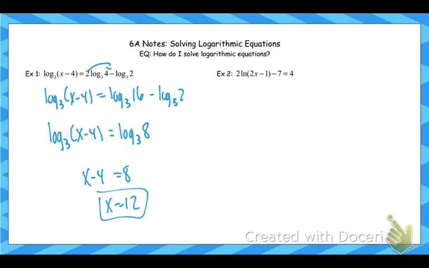All right, now let's look at this next one. This one's a little bit different because as you'll notice, it's not a log equal to another log. Okay, there's just a single log and a bunch of other things. So what I'm going to do is I'm going to get this log by itself. So I'm going to start by adding 7, dividing by 2.